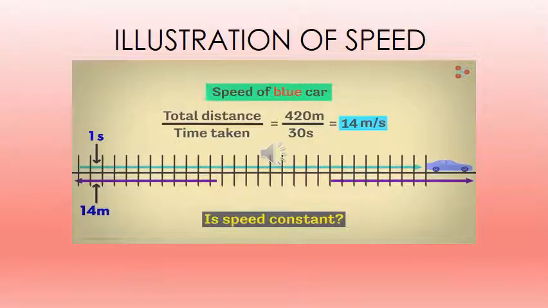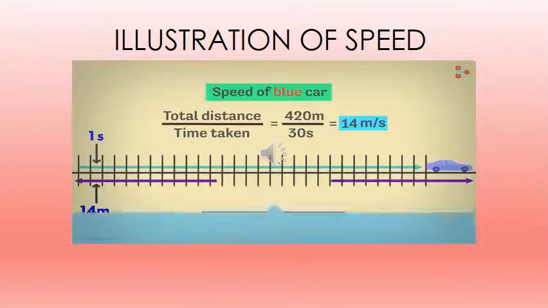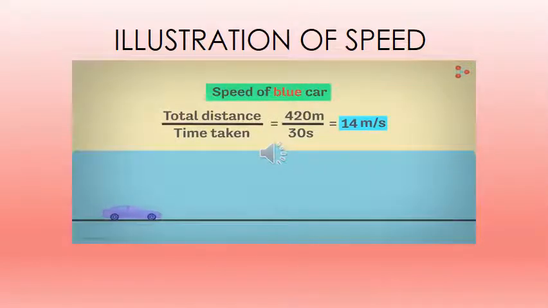No, that's not what we're implying. Because maybe the car is moving at a really fast speed initially and then it slows down in the middle and then stops and then again speeds up. So this speed does not imply that the speed is constant at 14 meters per second throughout.